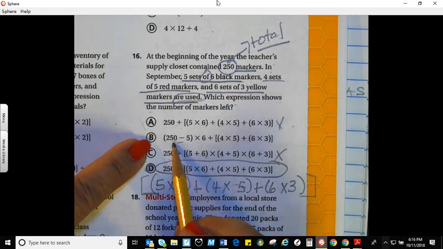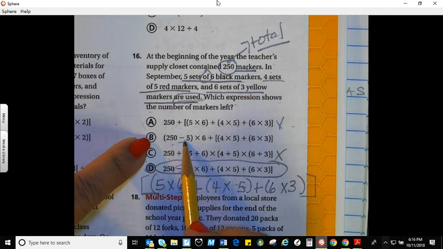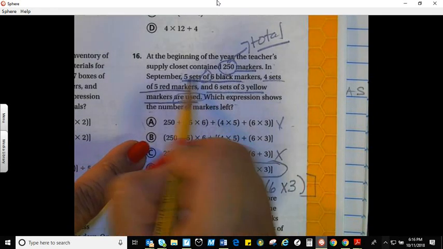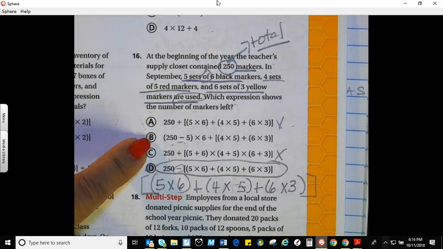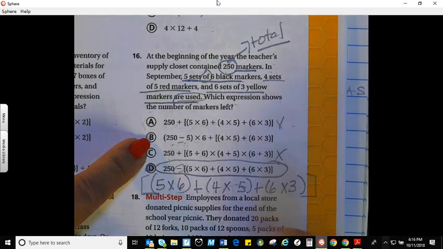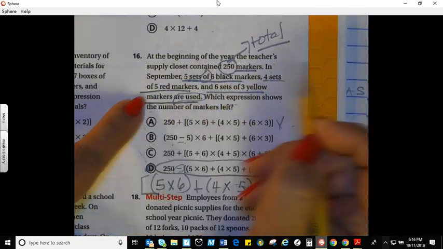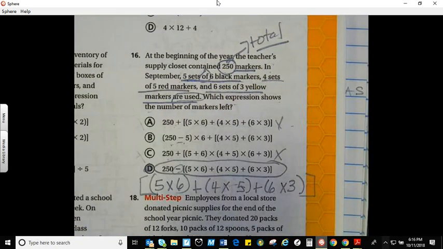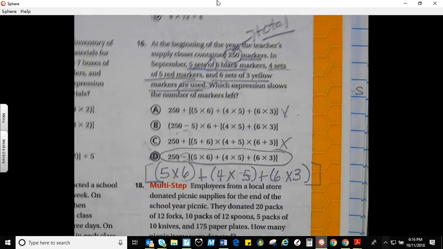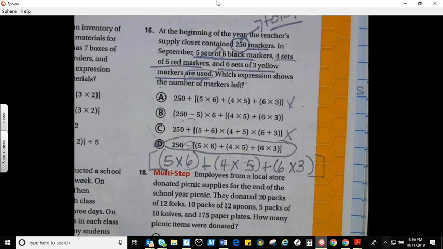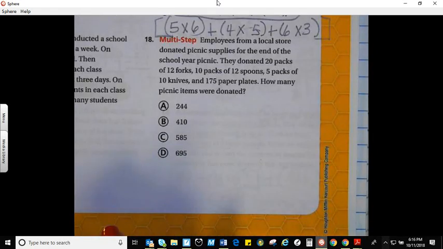This won't work because I'm not going to have 250 minus 5. I didn't use 5 markers. I used 5 sets of 6 black markers. And here I've already used 4 sets. So that's 20 markers right there. Okay, very good. So go back if you're not understanding it and listen to what we were talking about before so that you could better have an understanding. All right, let's look at the last one.